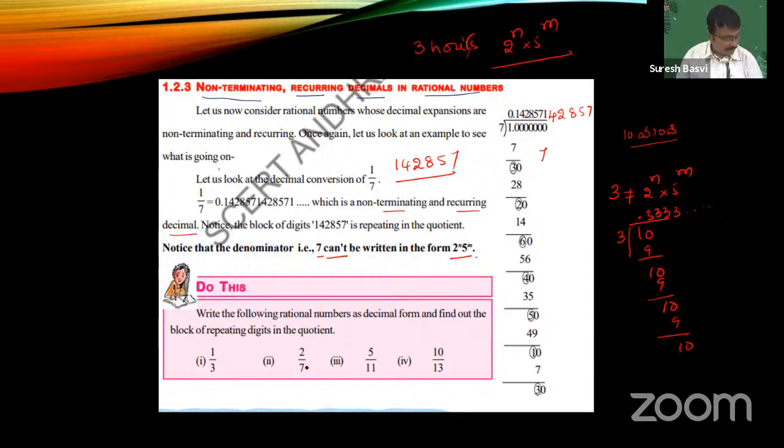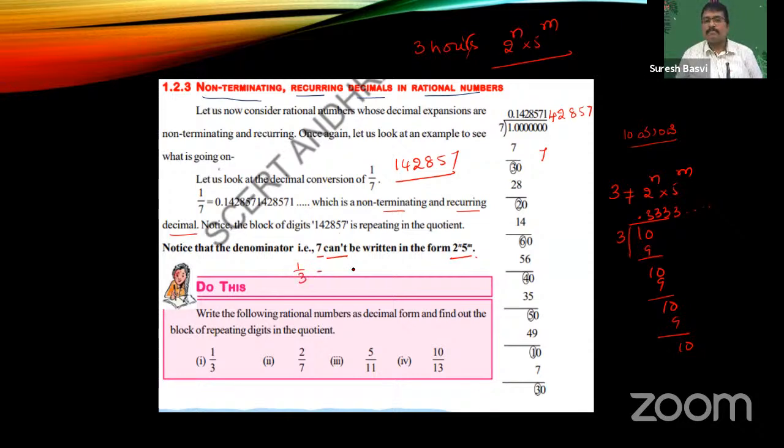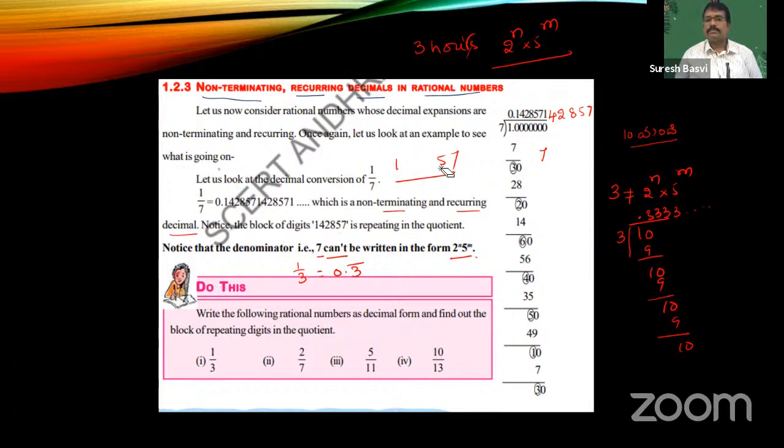Next 2/7. What is the block of repeating decimals, or the group of digits? So that's why you can write 1/3 as 0.3 bar. Am I right, Anna? 0.3 bar. So you have to do it like this.